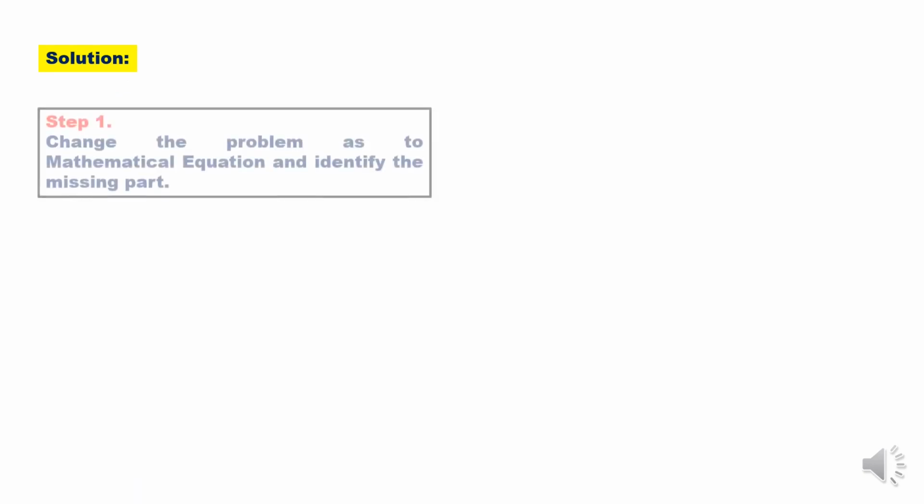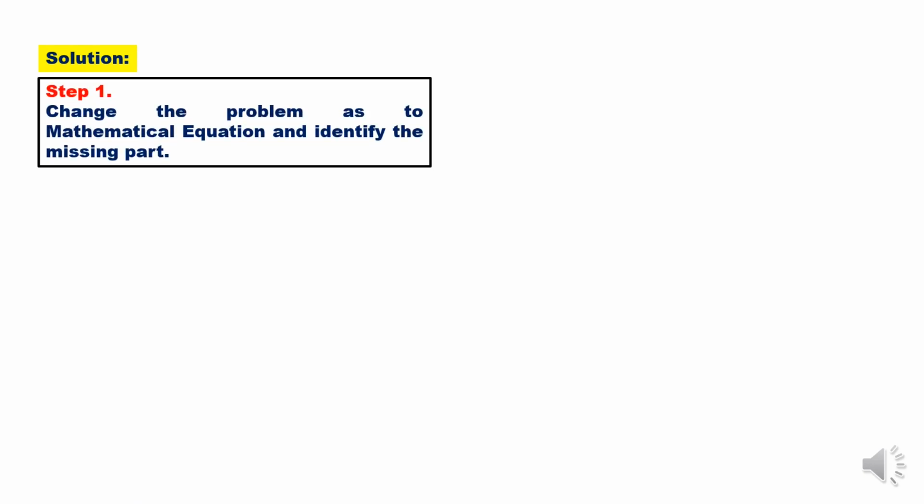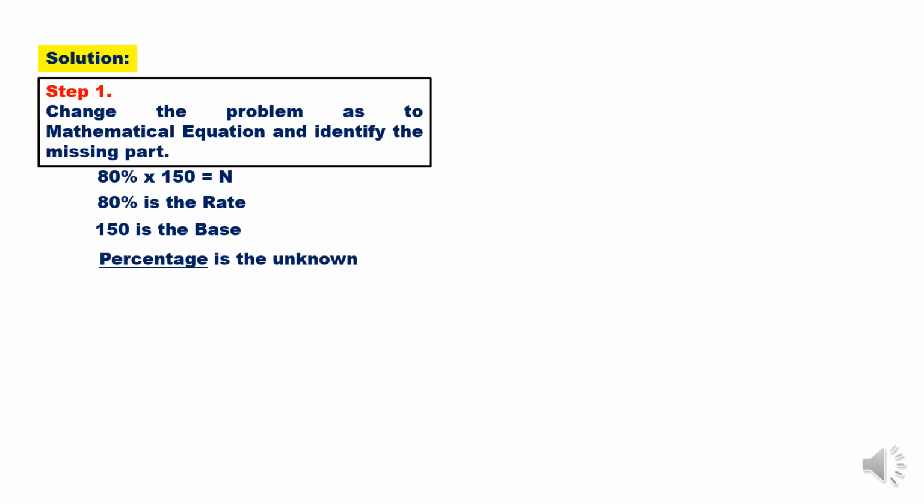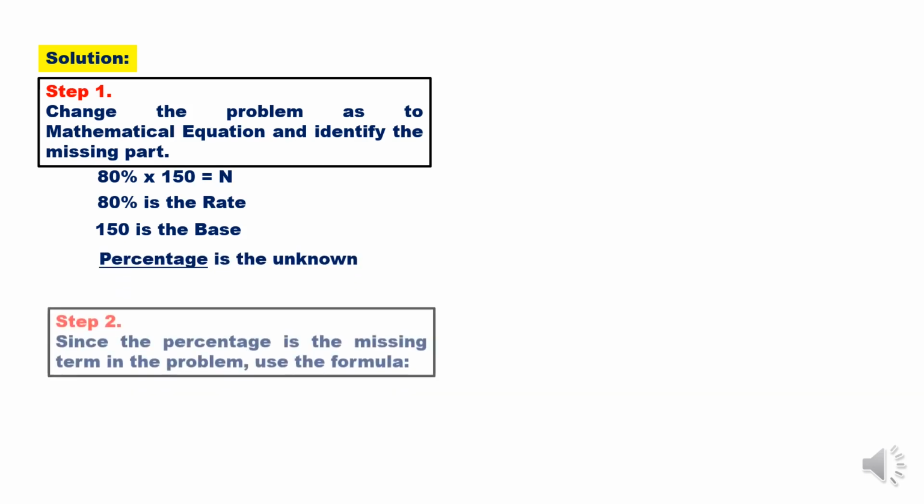For the solution, step 1: change the problem into a mathematical equation and identify the missing part. 80% of 150 equals n. 80% is the rate. 150 is the base. Percentage is the unknown.